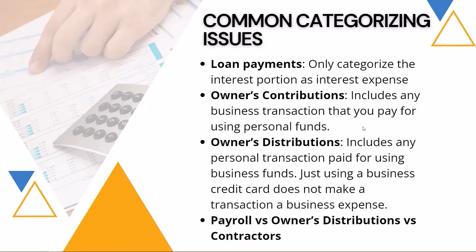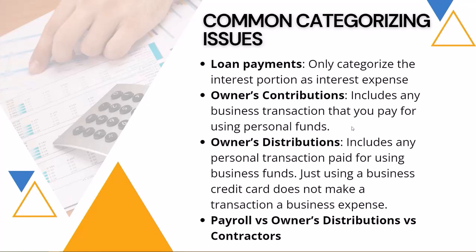Now, the flip side is the owner's distributions. So this is any transaction, anytime that you are pulling money out of the business, then that's a distribution. So this includes any personal transaction that you are paying for using business funds. Lots of customers have a hard time with this. We'll see them, like, let's say that a gym owner is buying their dog's food on their business card. Then there's an assumption that, well, I paid for it using my business credit card. That makes it a business expense. Like, we should categorize that.